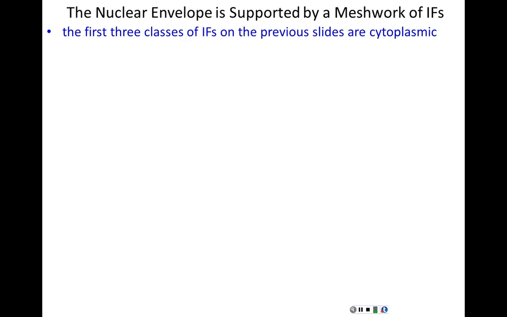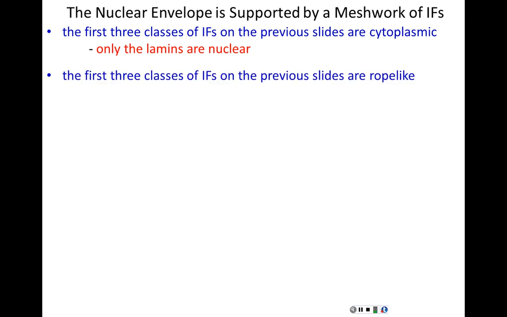So let's talk a little bit more about this nuclear lamina. We've got some cytoplasmic classes for intermediate filaments, but we only have one nuclear class for this protein type, and those are the lamins. The first 3 classes that we talked about are also rope-like. They are made in the way that we've already described. The intermediate filament subunits are bundled into dimers and then bundled further into tetramers and bundled further into rope-like long filaments that provide tensile strength.